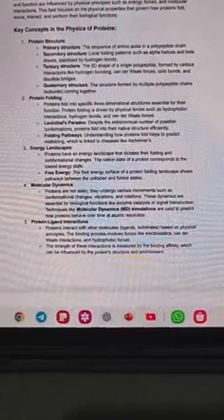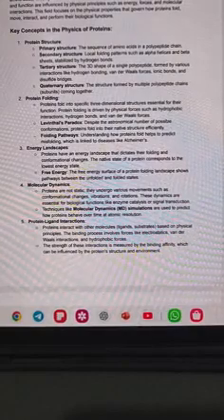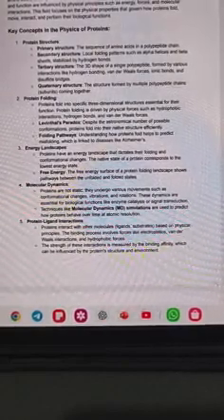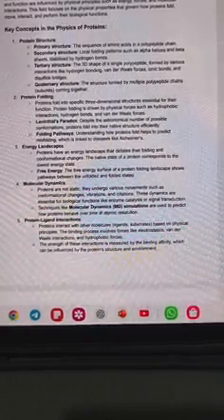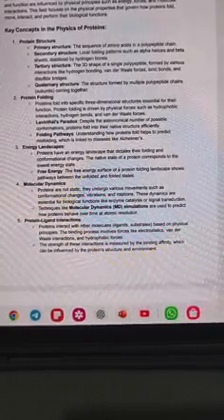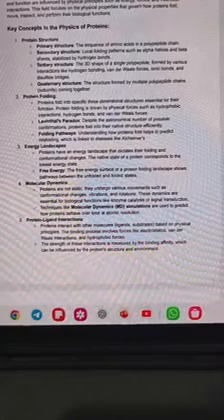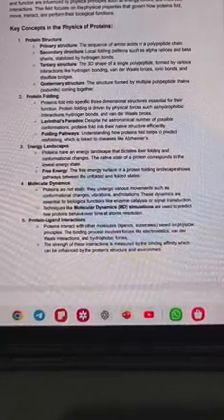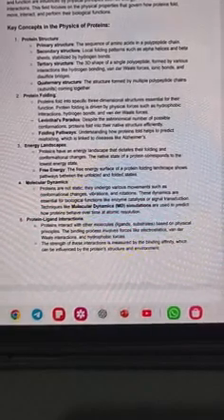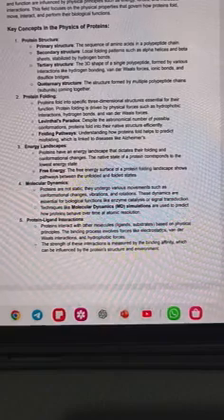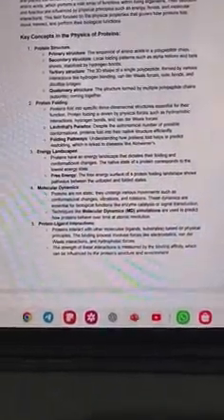Now let's talk about protein folding. Proteins fold into a specific three-dimensional structure, especially for their function. Protein folding is driven by physical forces such as hydrophobic interactions, hydrogen bonds, and van der Waals forces. Understanding how proteins fold helps to predict misfolding, which is linked to diseases like Alzheimer's.